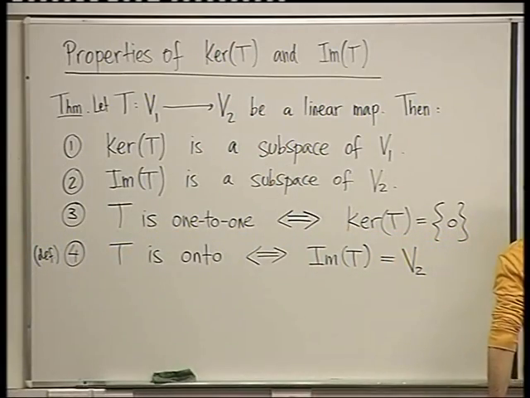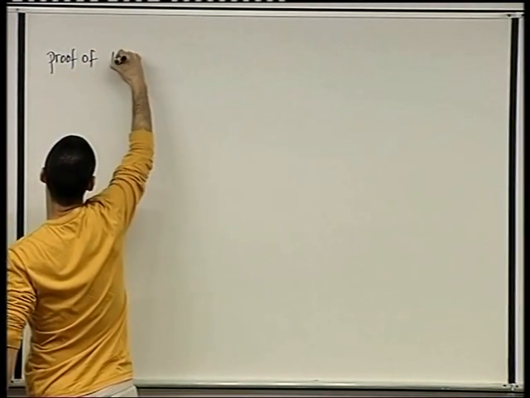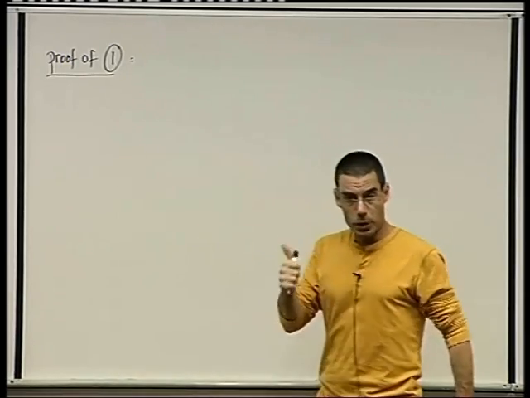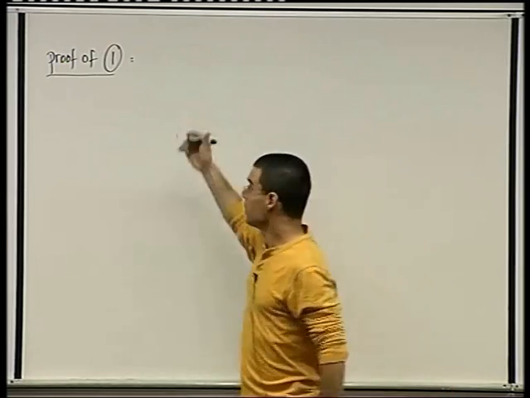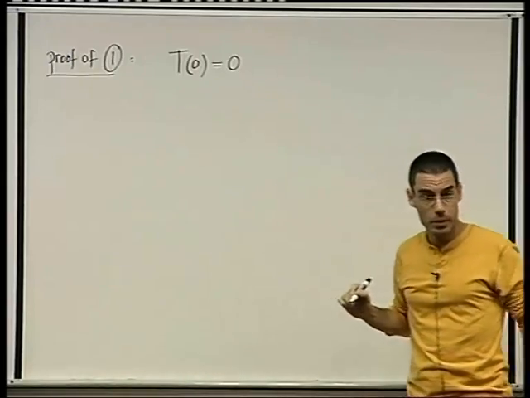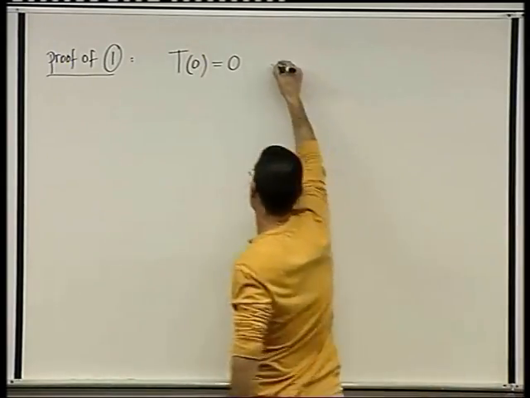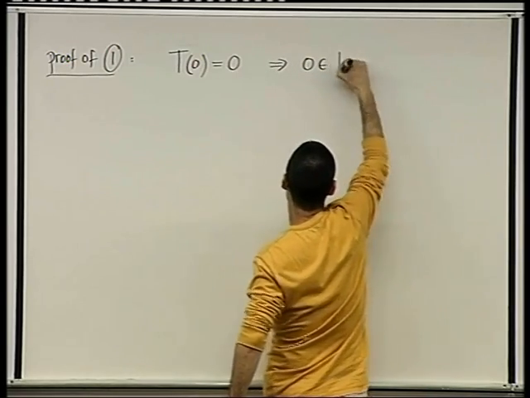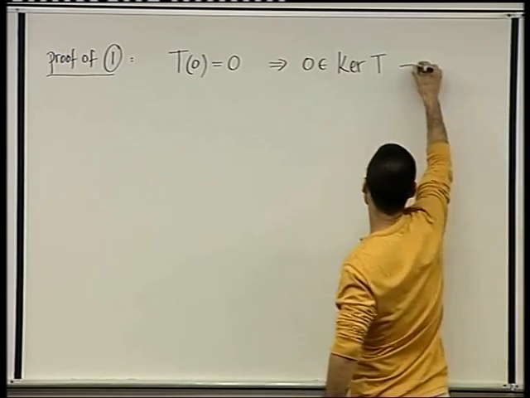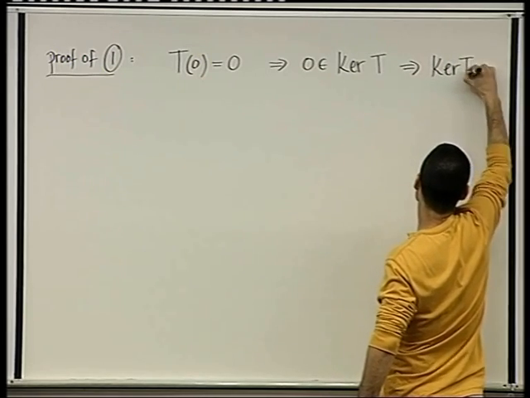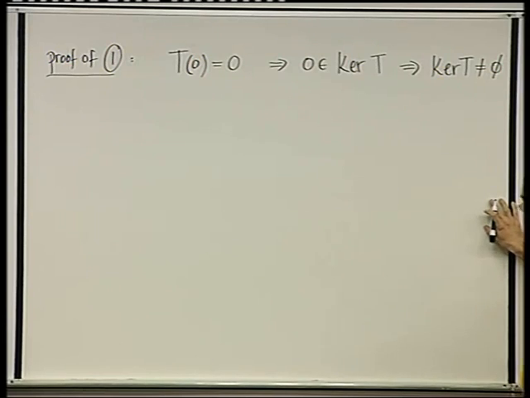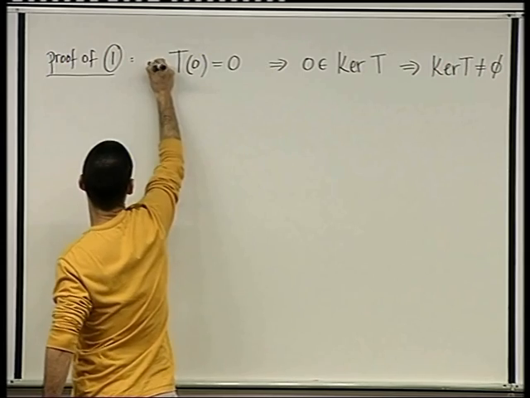Proof of 1. So we want to show that the kernel is not empty. We know T of 0 is 0. This we proved before. Remember? 0 is always in the kernel. Therefore, 0 belongs to the kernel, because T sends it to 0. And therefore, the kernel is not the empty set. Do you agree? Good? So this is one thing we need to show.